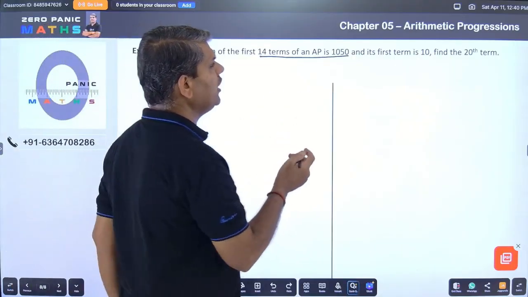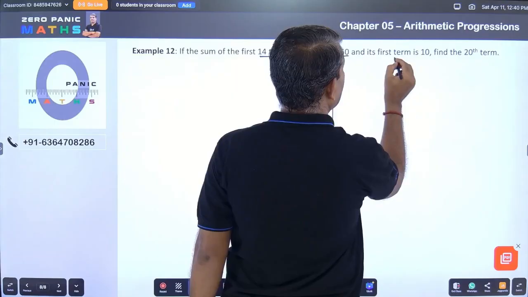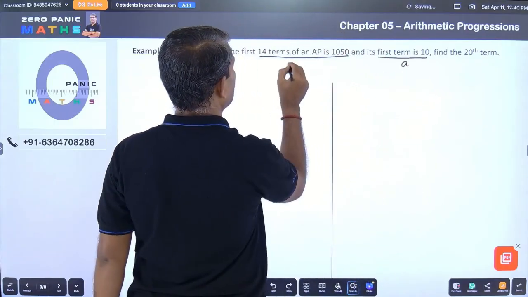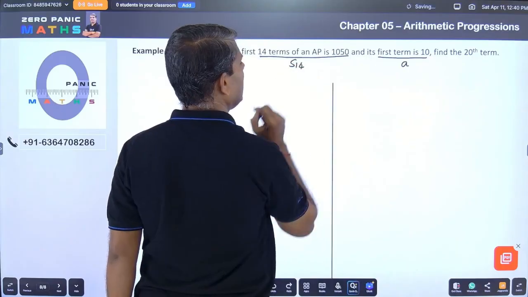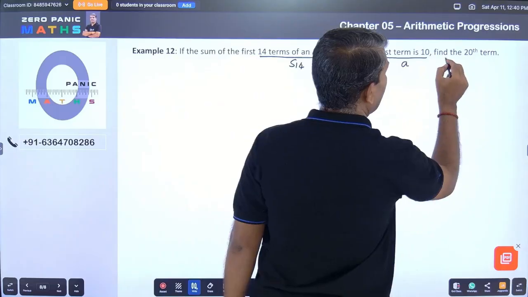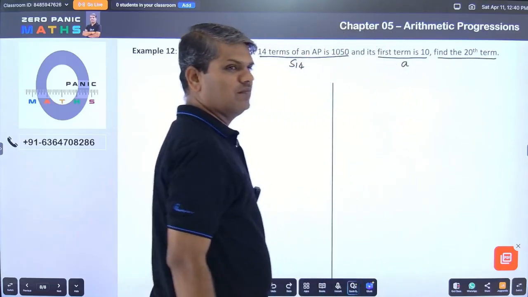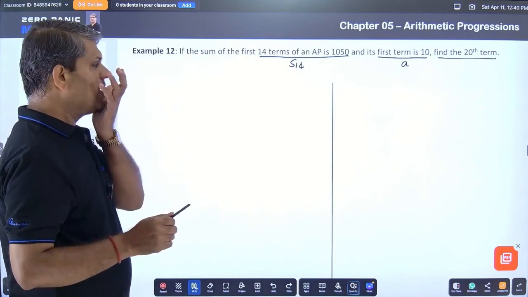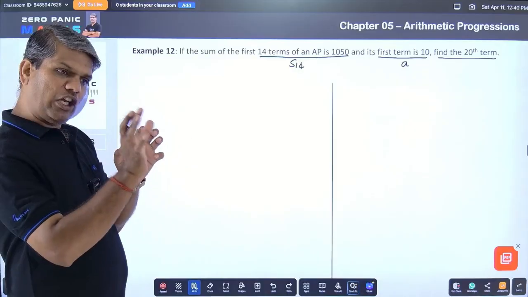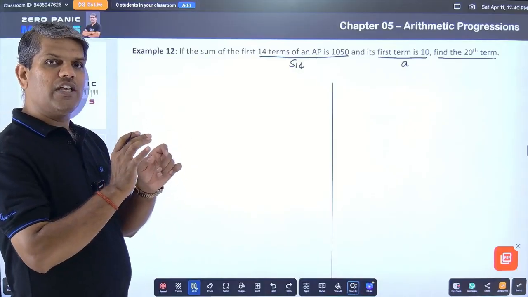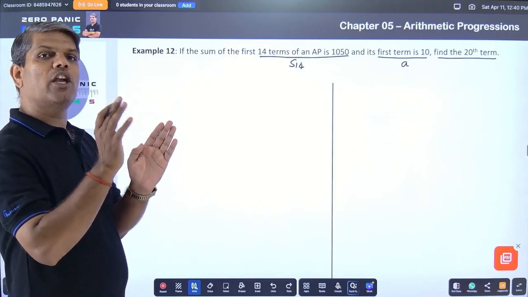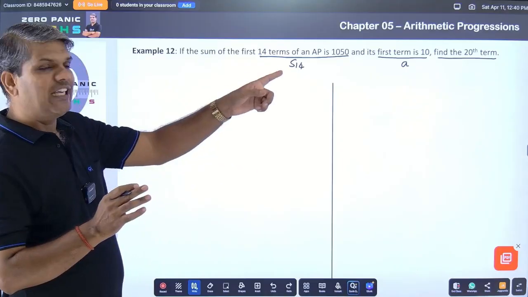Okay, and what we need to find out is, its first term is a, and the sum S14 is given. Find the 20th term. We have to find the 20th term here. To find a particular term, the formula used is the previous formula only, a plus n minus 1 into d, to find the nth term.